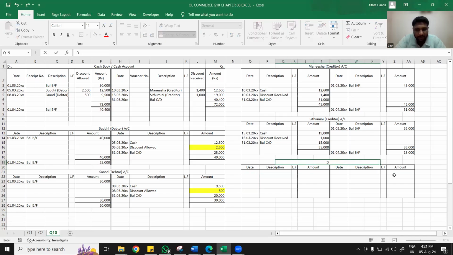So this is the discount allowed account. In the discount allowed account, even though we have posted like this separately, we will not write the separate values. We will go and write the total directly. So take this total, go and write it in the discount allowed account. Simple as that. 3,000.